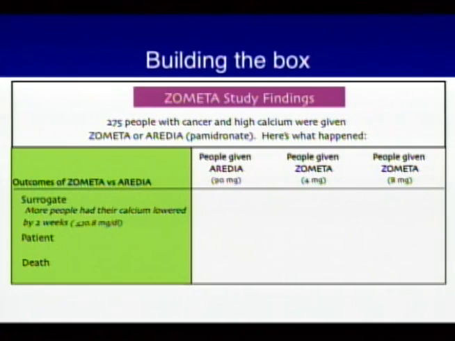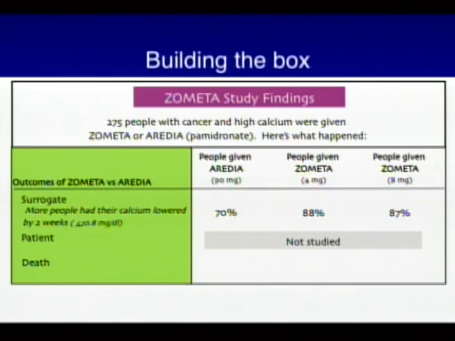In this case, the primary outcome of the study was a surrogate outcome, and it was how many people had their calcium lowered below a pre-specified threshold at 2 weeks. And it turns out in the Iridia group, 70% of people met the threshold. In the 4 milligram group of Zometa, 88% met that threshold. And in the 8 milligram group, 87% met that threshold. So both of the Zometa doses seem to work equally well and better than Iridia.